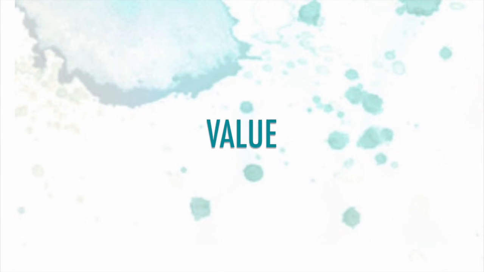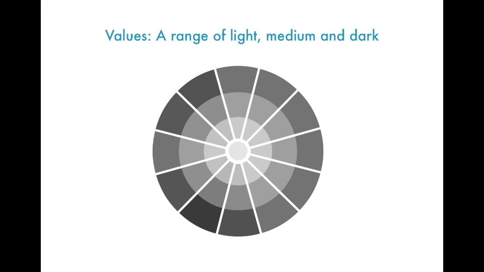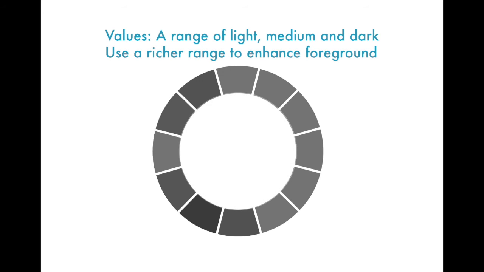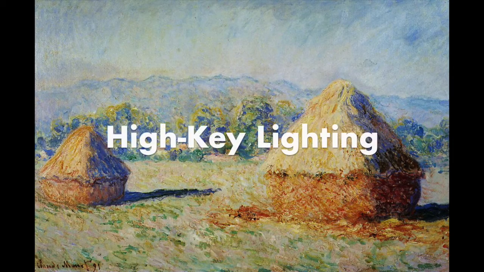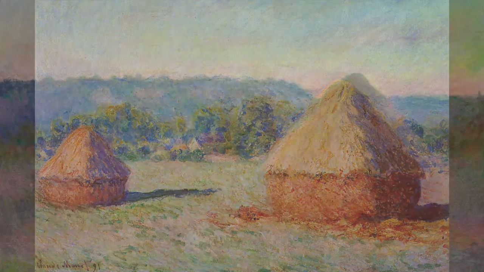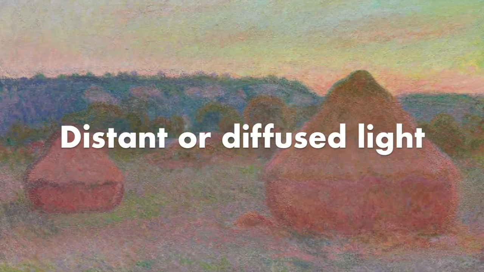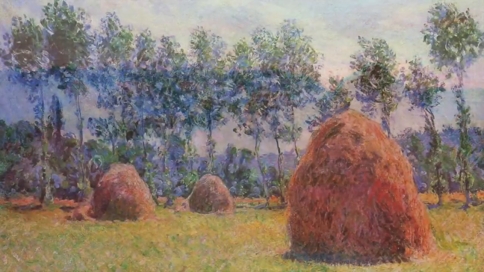Similar to color temperature, value can have an effect on how we read the depth, time of day, and type of lighting in your painting. Value is a range of tones from dark to medium to light. Is your value strong and contrasting, or is it pale and diffused? High key lighting in objects that are closer tend to have a deeper value range. Objects that are in the distance and diffused by light have a more shallow and paler range of tone.